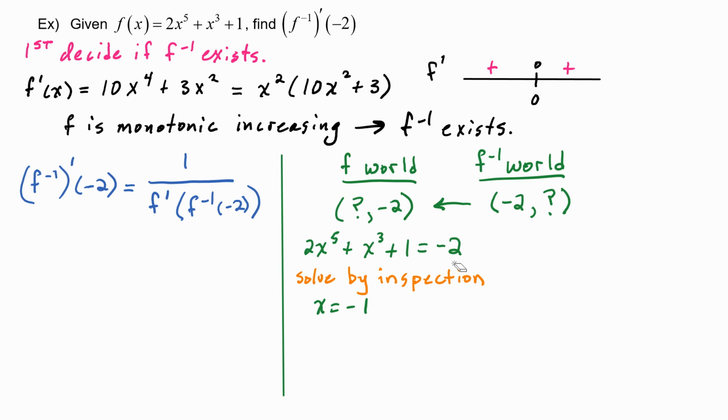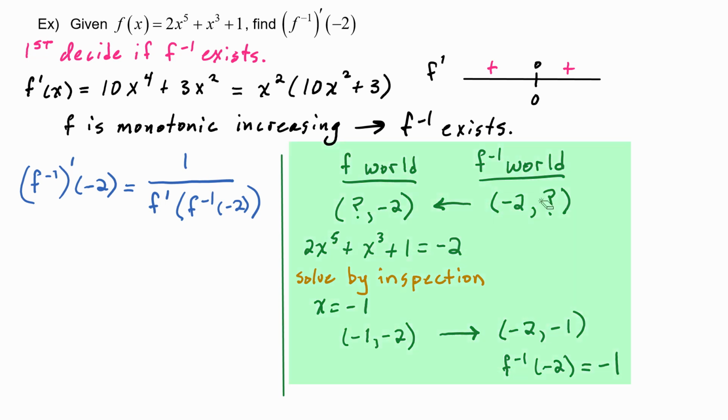So since x equals -1, that means in the world of f of x, we have the point -1, comma, -2, which we can then translate to the world of f inverse, and we know that means we have to have the point -2, comma, -1. And what this means is f inverse of -2 equals -1. So even though we don't know who f inverse is, we were able to use some logic to come up with the value for f inverse of -2.